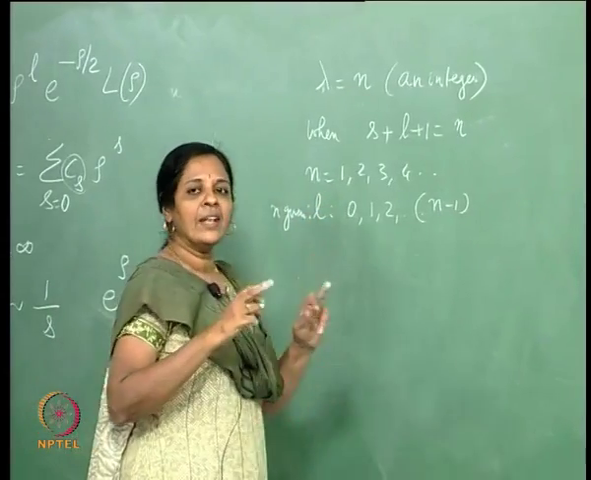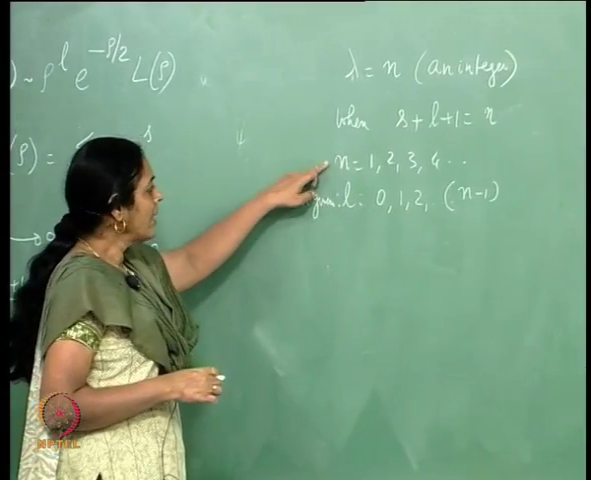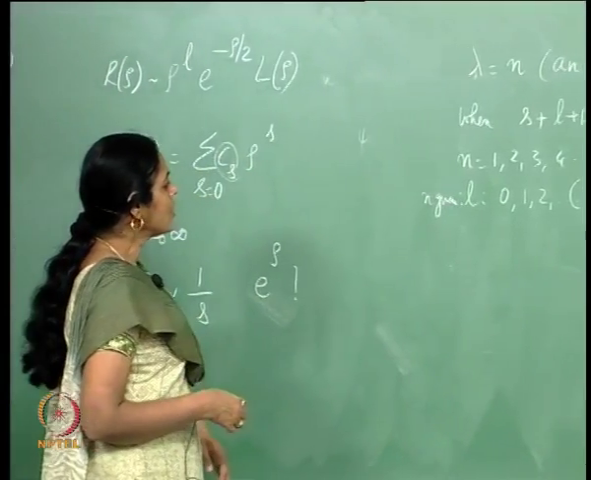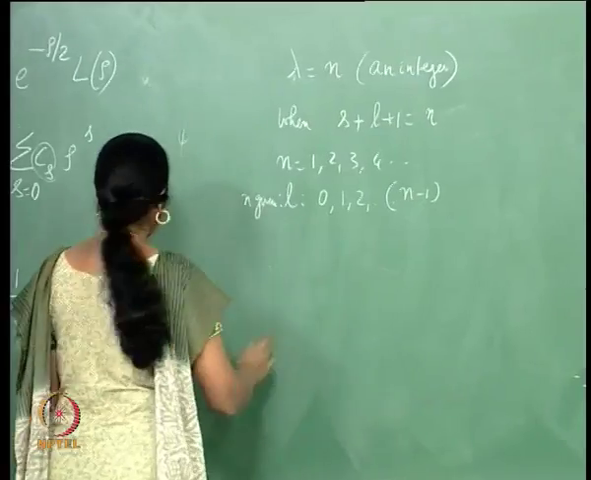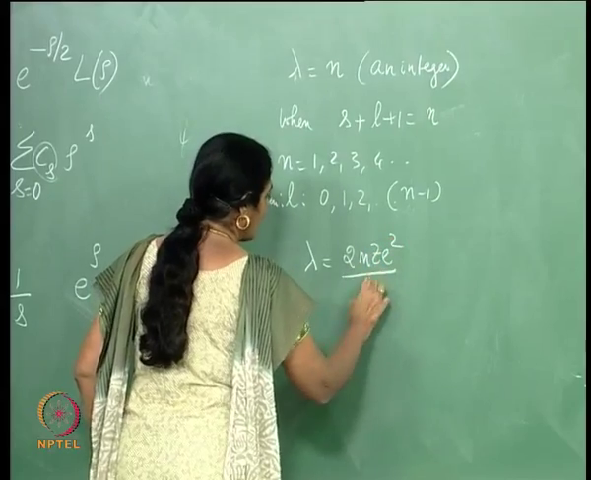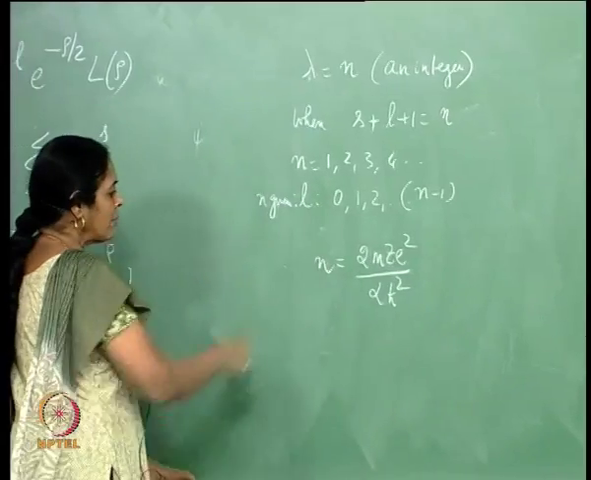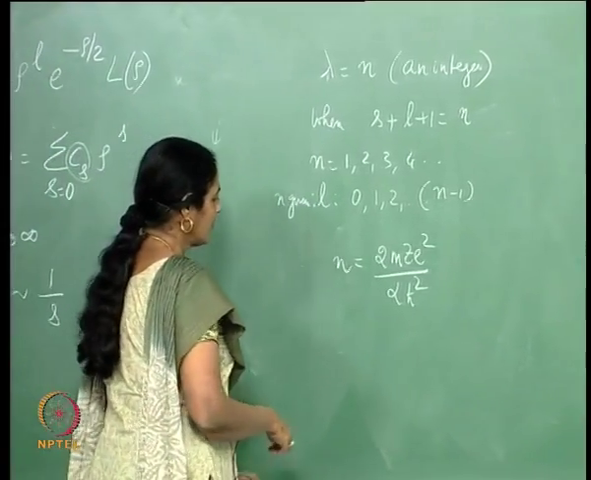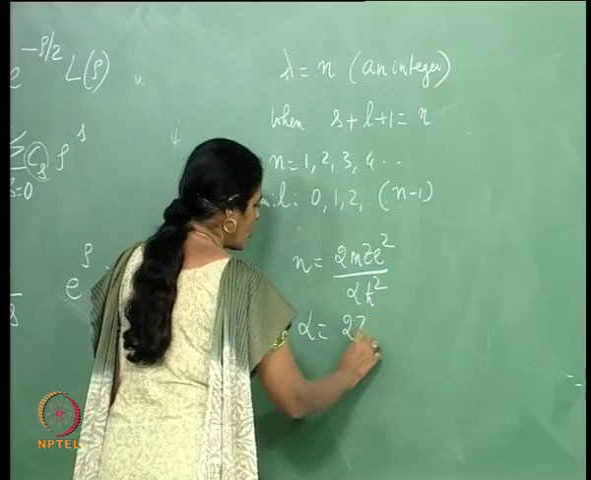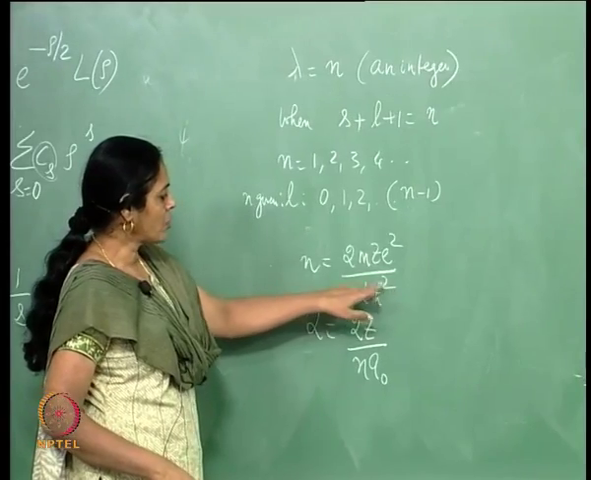So this is how L and n get related. n does not get directly related to m at all, but n can take these values, and therefore L takes those values. Now what does this mean for alpha? Lambda was 2mze squared by alpha h cross squared, and lambda has taken the value n. So alpha is 2z by n a0, where a naught is the Bohr radius, h cross squared by m e squared.